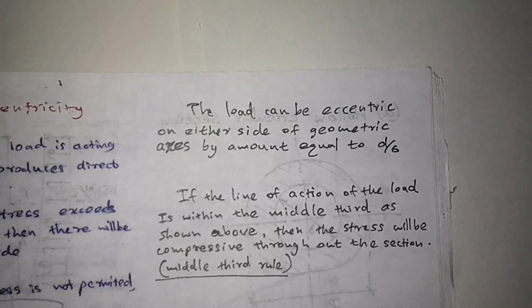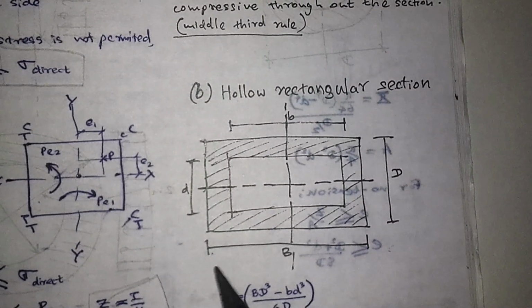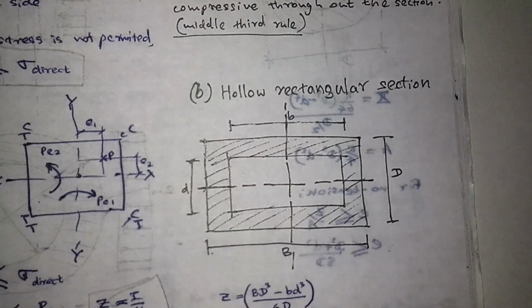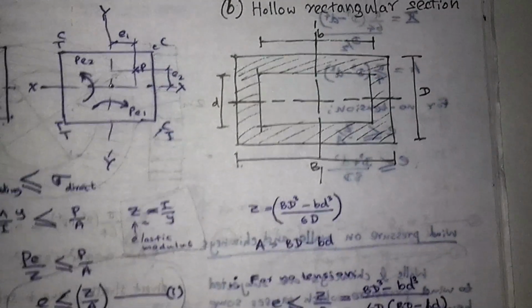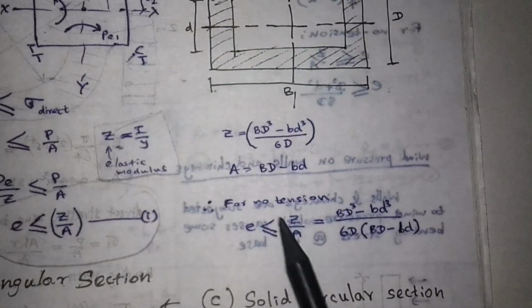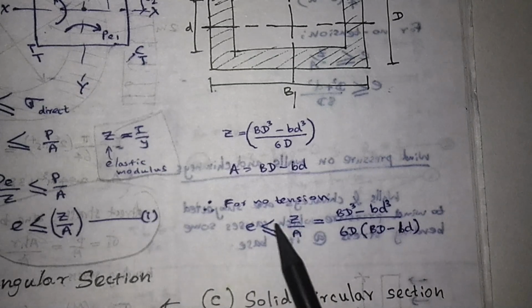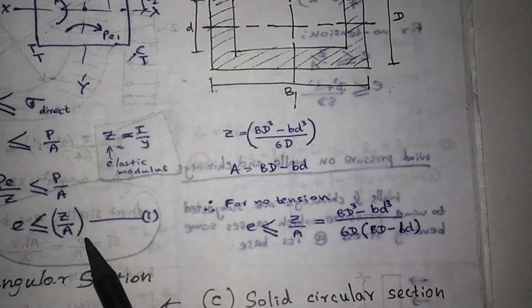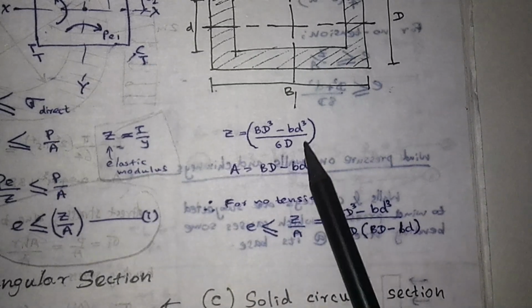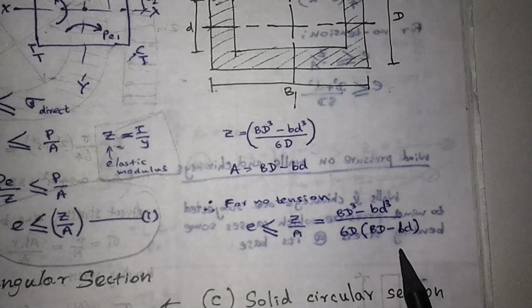Alright. Now we consider a hollow rectangular section, b and d. This is a hollow rectangular section. Now Z is I over y. Z can be found using this equation. So for no tension requirement, what should happen? e should be less than or equal to Z over A by using this formula. So you can substitute these two values here and you can find a relationship.